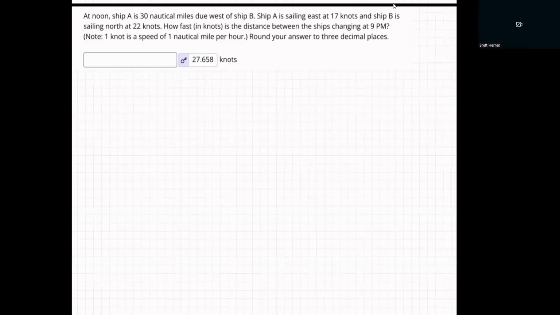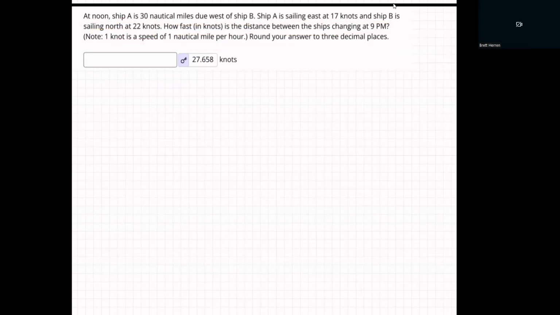Okay, so in this example, it says at noon, ship A is 30 nautical miles due west of ship B. Ship A is sailing east at 17 knots, and ship B is sailing north at 22 knots. How fast in knots is the distance between the ships changing at 9 p.m.? Note, a knot is a speed of 1 nautical mile per hour.